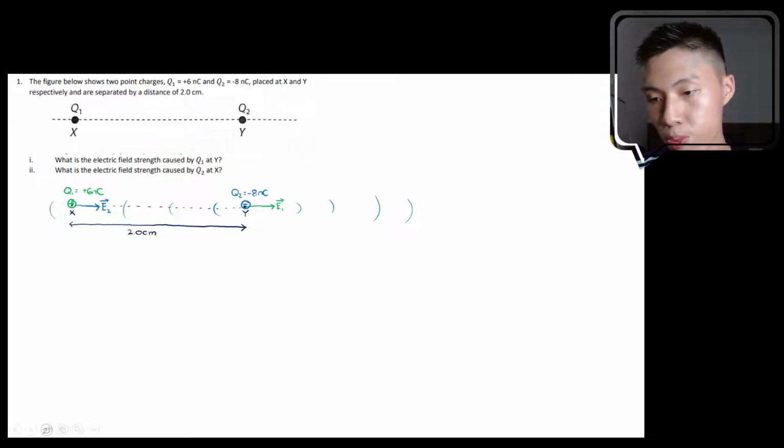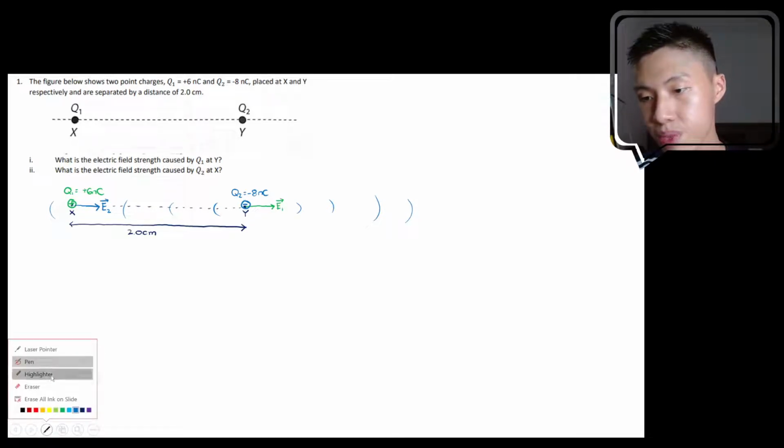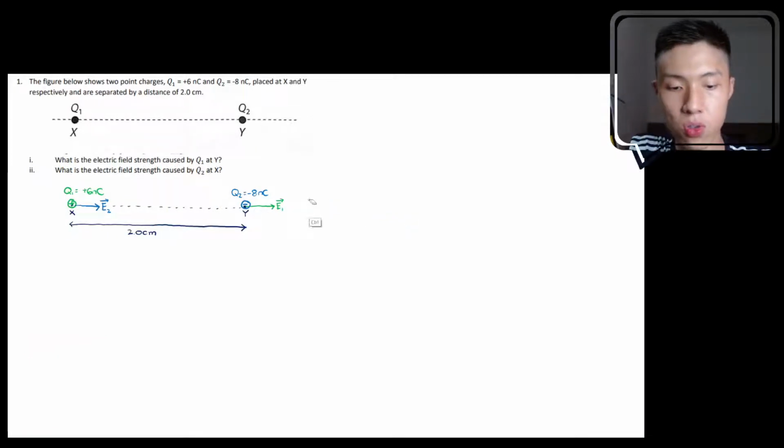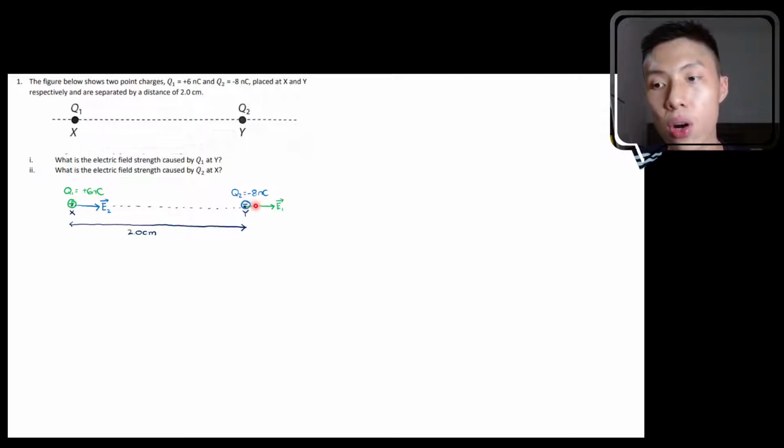Okay, so you have to be very clear. Let me remove the irrelevant stuff first. Do you see that the E over here belongs to Q1? It is Q1 that produced the electric field over here. It's not produced by Q2. On the other hand, at position X, the electric field over here is produced by Q2, not produced by Q1 that is placed at that position.